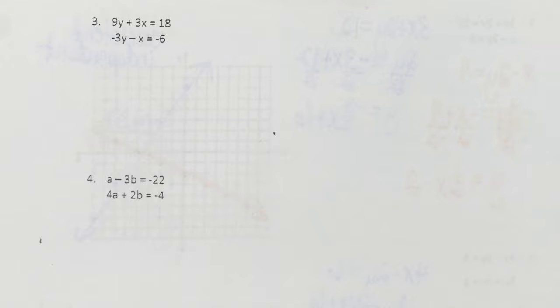So if it says substitution, what do you got to have? A what, Ryan? A variable by itself, right? So which one of those is going to be easier, the top or the bottom? Why the bottom? Because it doesn't have a number, right? It's easier. So try getting the bottom one, solve for x.